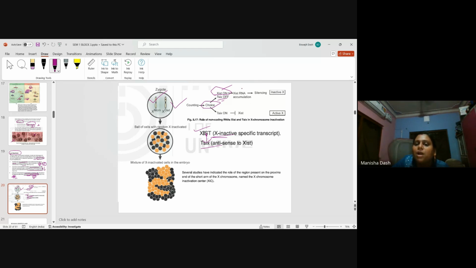So if they go and bind to the X chromosome, that means the X chromosome will always remain in a permanently off position. That means it is inactivated. And whichever X chromosome has to remain active, in that case, this antisense Tsix will be active. The antisense Tsix will be bound to the Xist so that it cannot act on the silencing of the X chromosome. So in that case, the X chromosome will remain active.